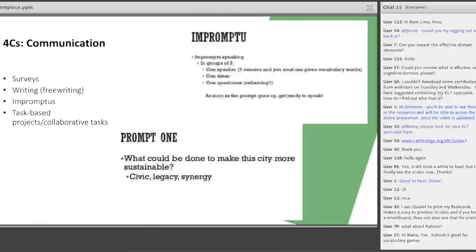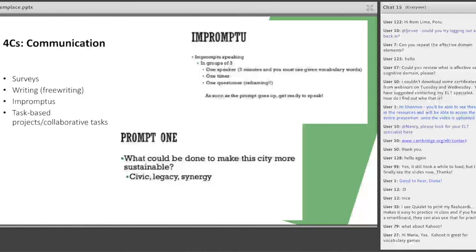Impromptus, and I have an example of an impromptu here. I use these a lot in listening and speaking classes. So I put my students in groups of 3. Each student has a role. They'll take that role one round, and the next round they switch the roles. But one would be a speaker for 3 minutes, one would be the timer, one would be a questioner. I make the questioner reframe what the speaker said. Again, a very important skill, a 21st century learning skill, being able to listen and restate what somebody else has said.